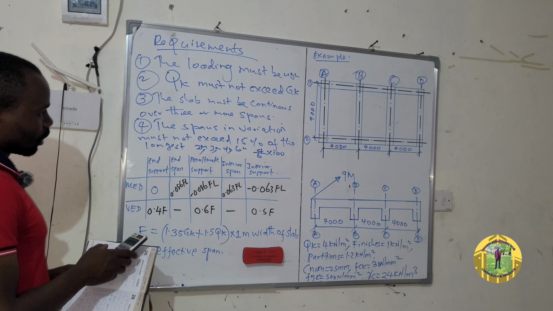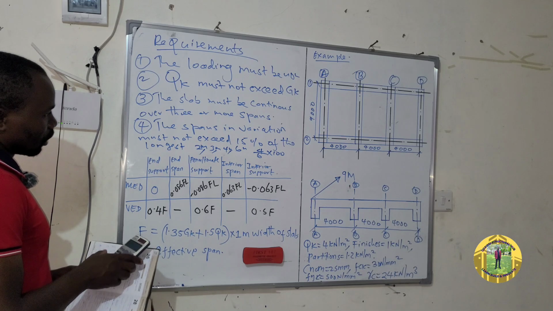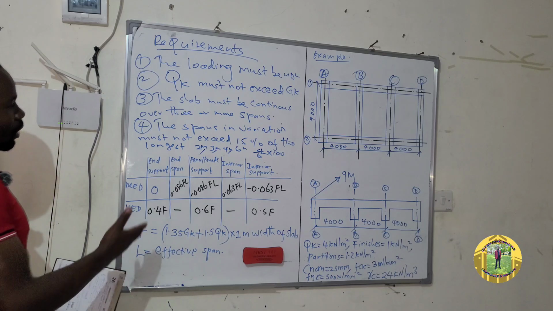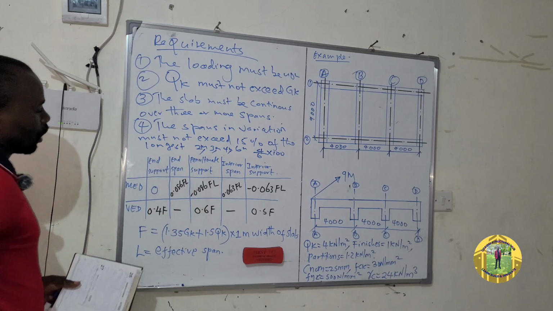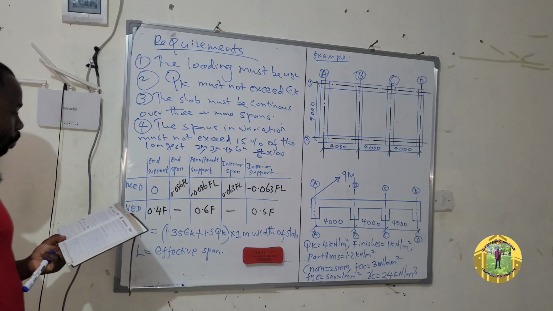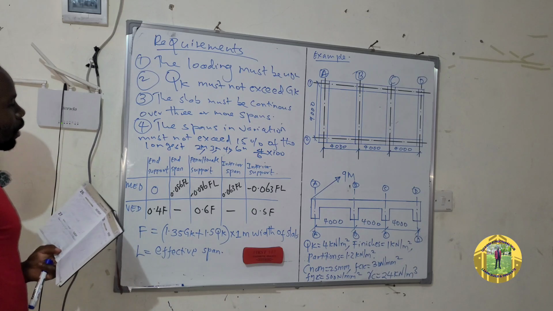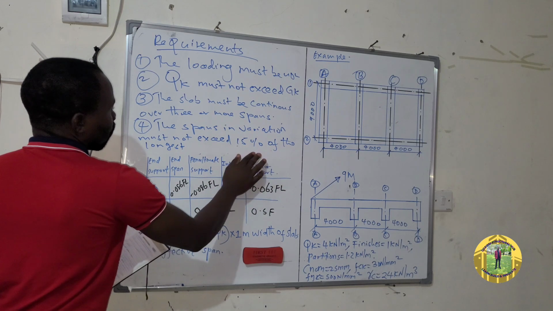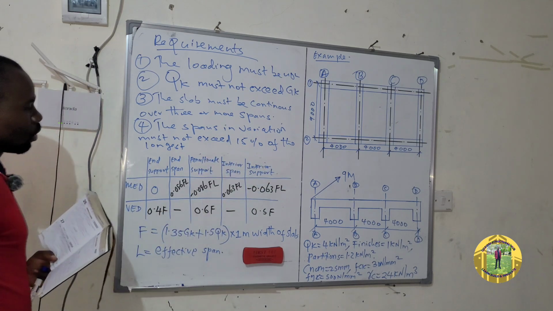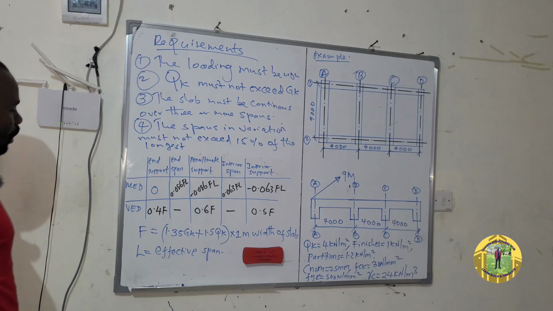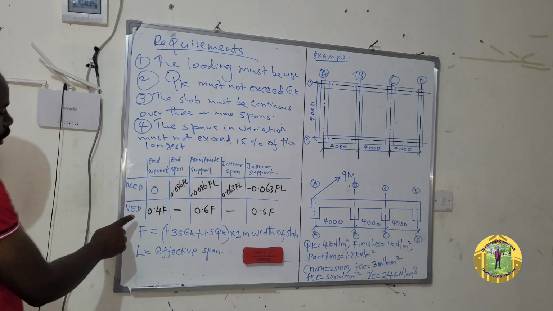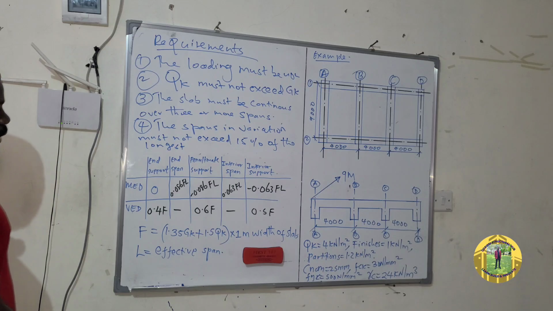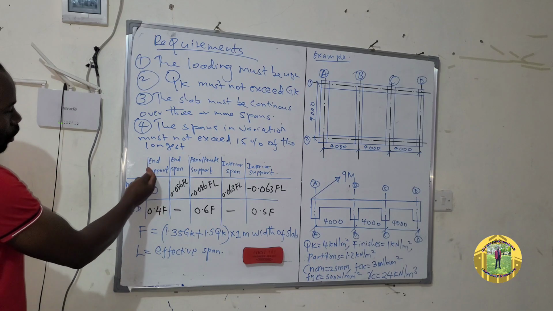So this is 66%. This is 66%. Therefore, you're not supposed to use this method in such a case. So after your slab has met this condition, this is the table that will help you in calculating the design moment and the design shear force. So here is the table.